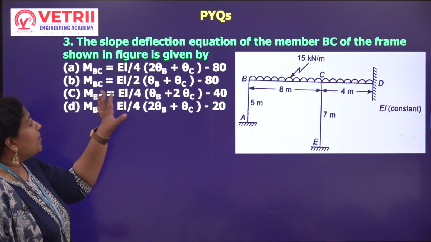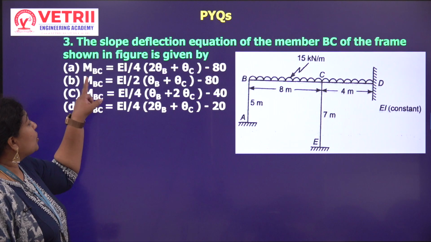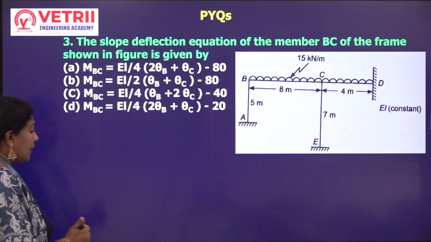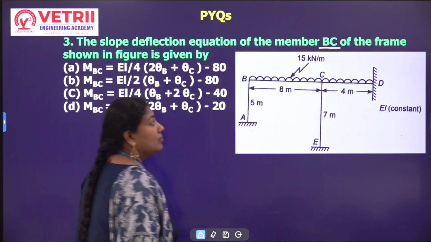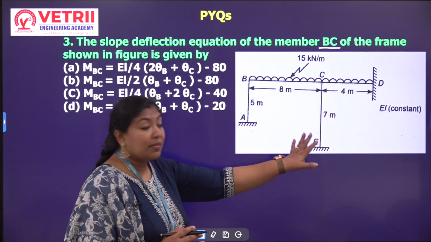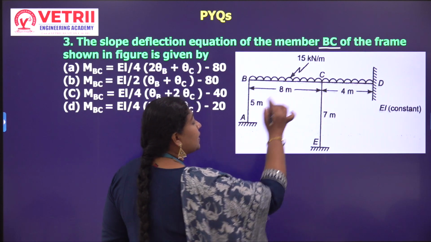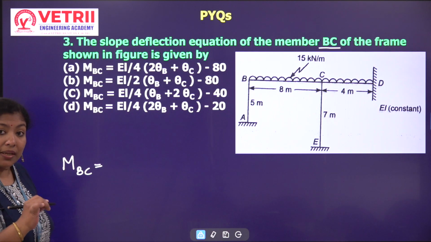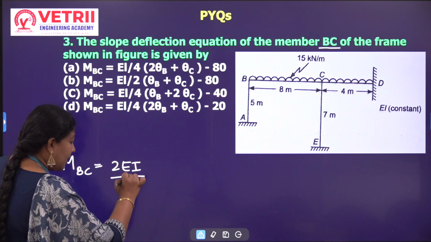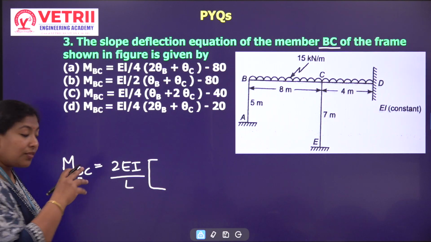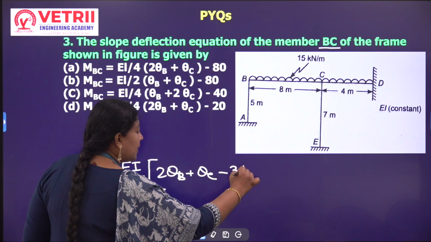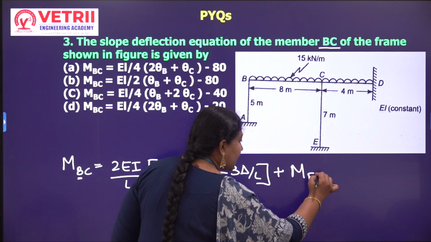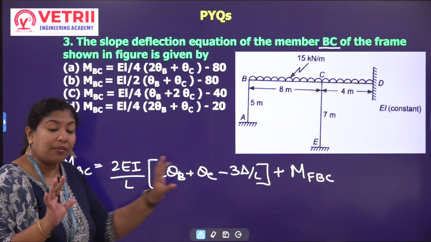Then the next one: the slope deflection equation of a member BC of a frame shown in the figure is given by. So they are asking you to write the slope deflection equation for the member BC. BC is here, and it is loaded with the UDL. So I write the equation for MBC, like the slope deflection equation we saw earlier: 2EI by L, times twice theta B plus theta C minus 3 delta by L, plus the fixed end moment. You can write it directly as MFBC. So this is how you write the slope deflection equation for the member BC.